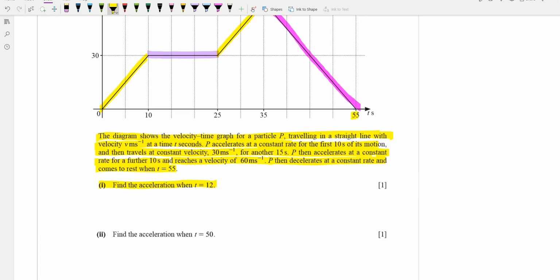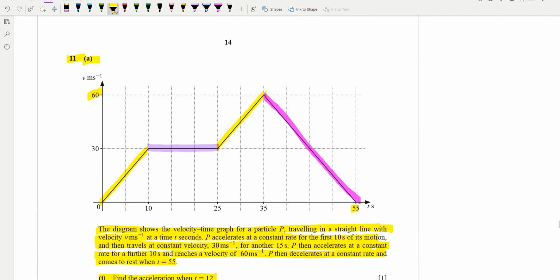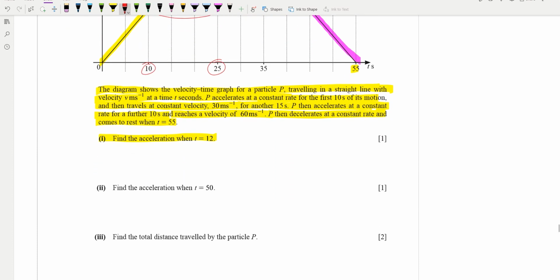t is equal to 12 is what? 12 can be this, this is 10. So this whole portion from 10 to 25 is constant velocity. Constant velocity means acceleration will be 0, so velocity is equal to constant. So this implies acceleration will be equal to 0. This is for 1 mark. Hopefully you understood this. Now second part, find the velocity when t is equal to 50.